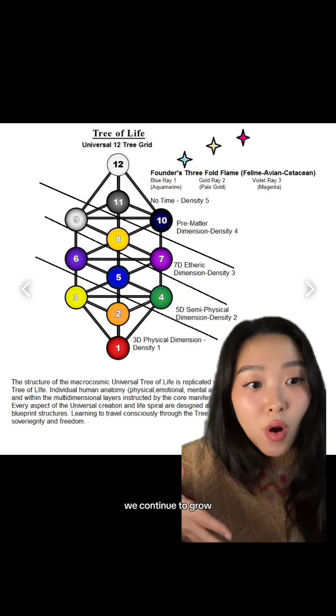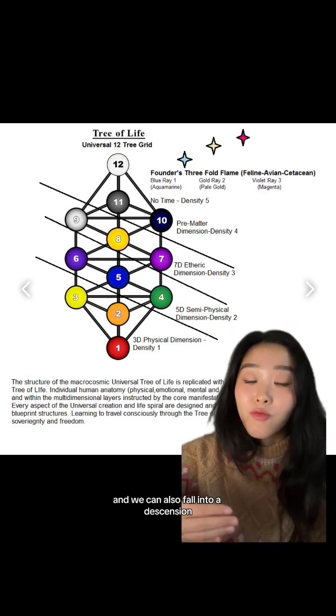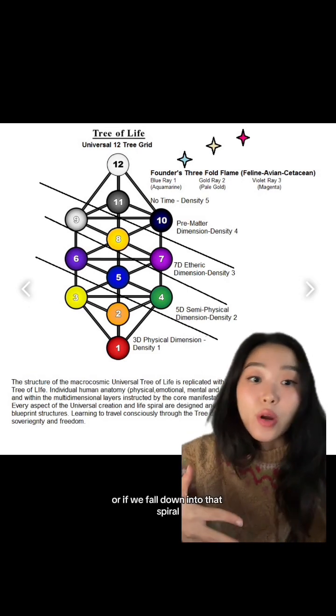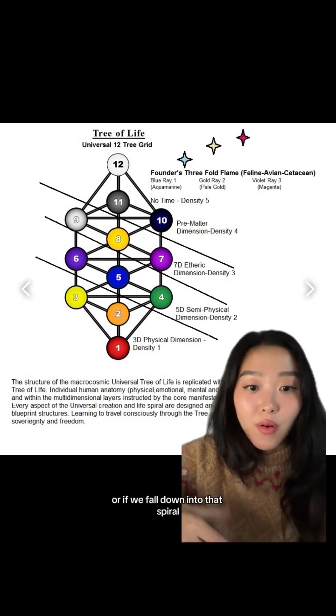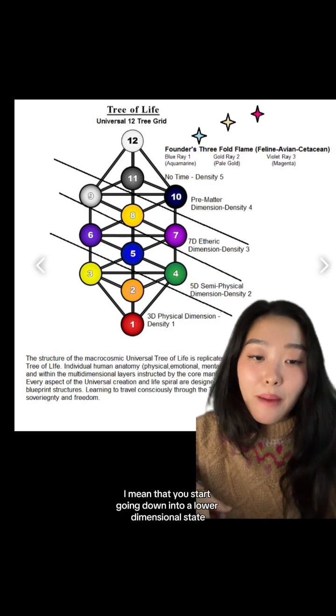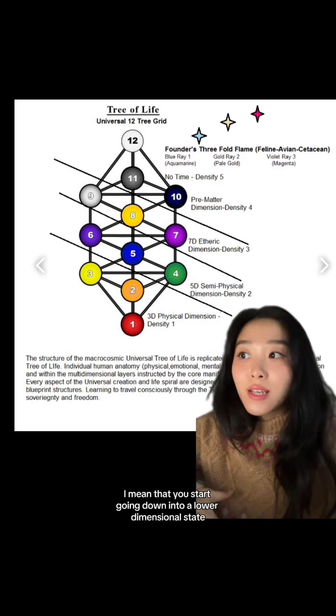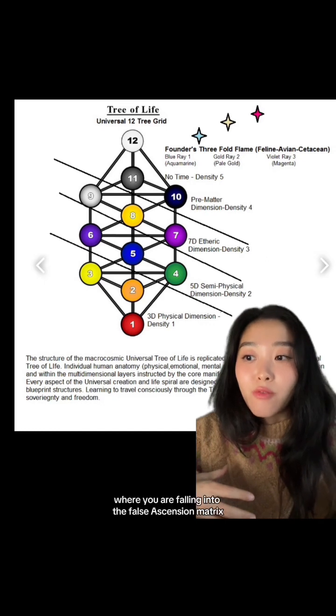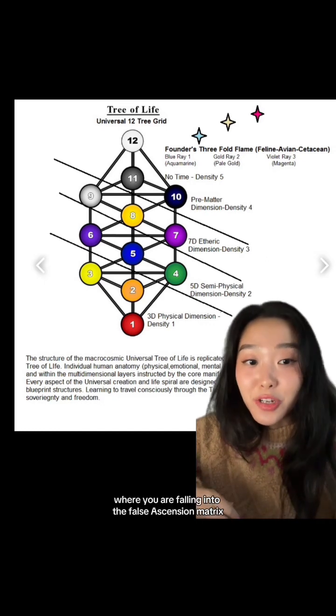We continue to grow, and we can also fall into a descension if things start happening around us, or if we fall down into that spiral. When I say descension, I mean that you start going down into a lower dimensional state where you are falling into the false ascension matrix.